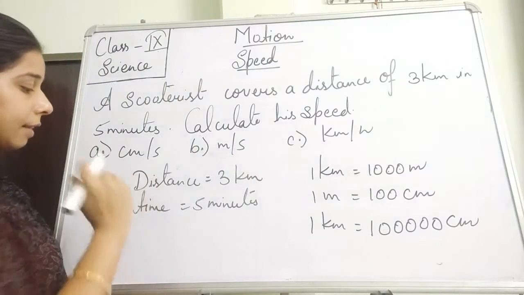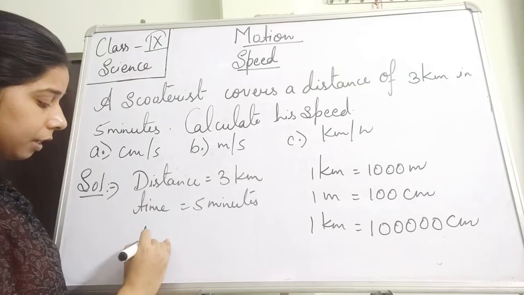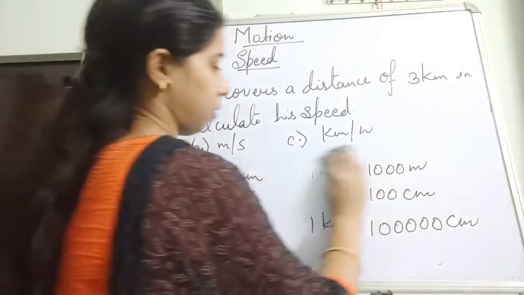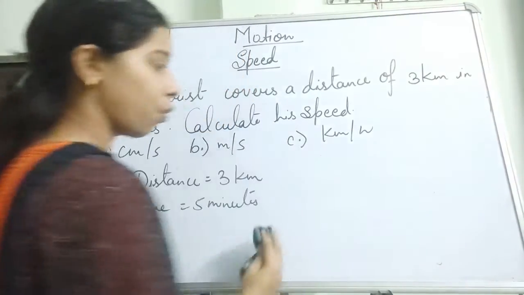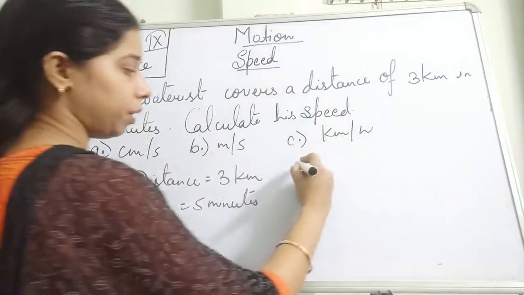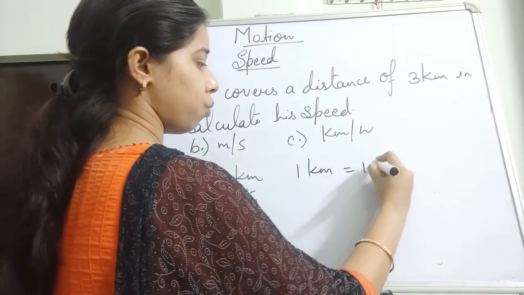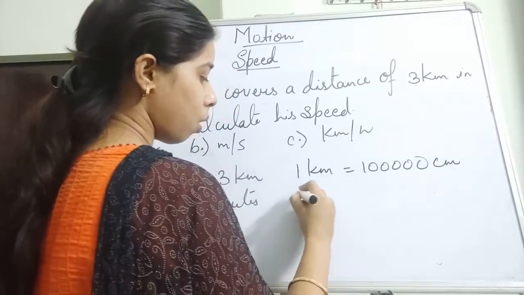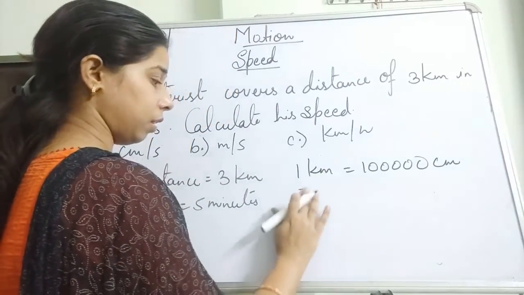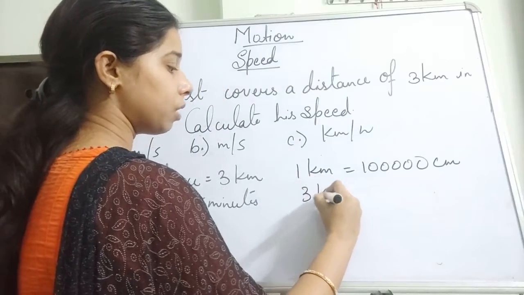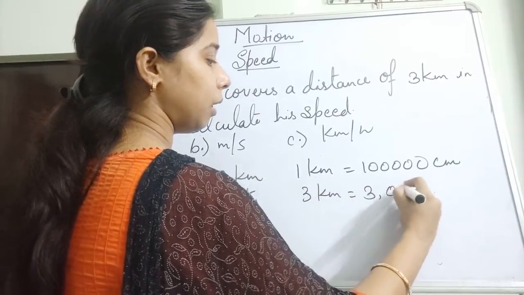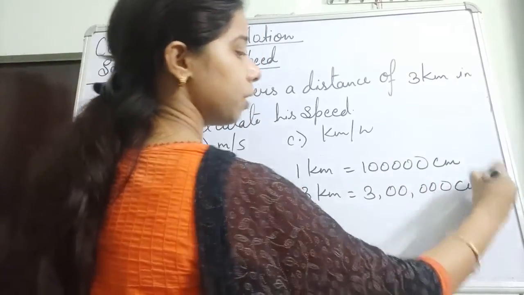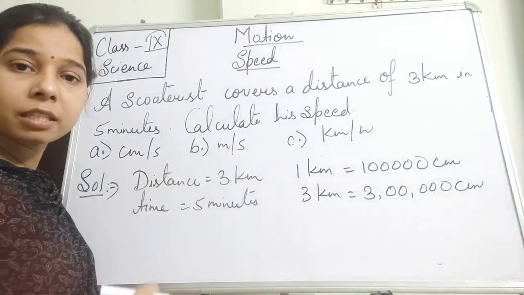You can see here the time is given in minutes, so we can convert the time also. So let me convert this also. If 1 kilometer is equal to 1 lakh centimeters, then 3 kilometers will be equal to 3 lakh centimeters. So we have converted the kilometers into centimeters.